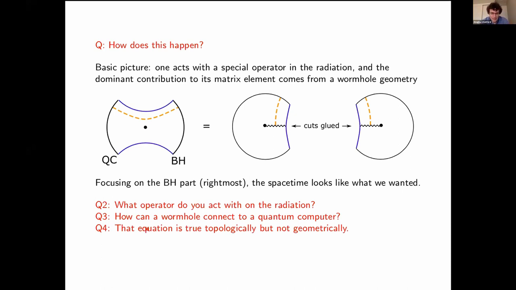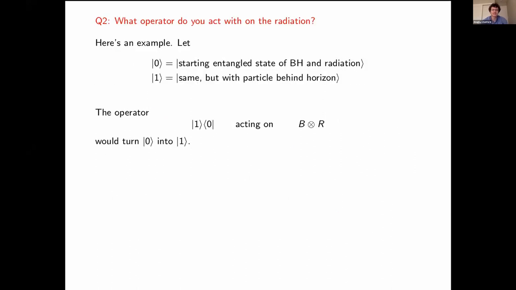And then finally, this one is more of a comment than a question, but this equation here is true topologically, but not geometrically. What's going on with that? Okay, so let's go to this question first. What operator are you supposed to act with on the radiation to make this happen?